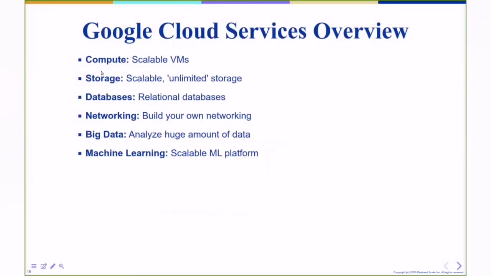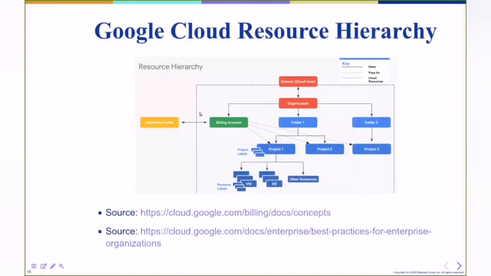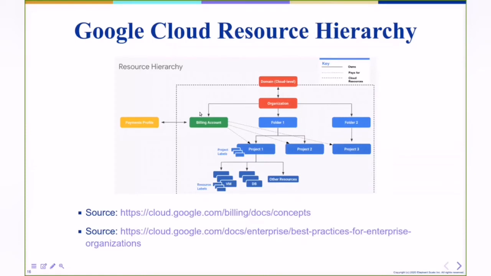So again, a summary of what we just saw earlier: compute, storage, databases, big data, machine learning. These are the services they offer. So let's talk about what it looks like if we start using Google Cloud. How do you manage a project?